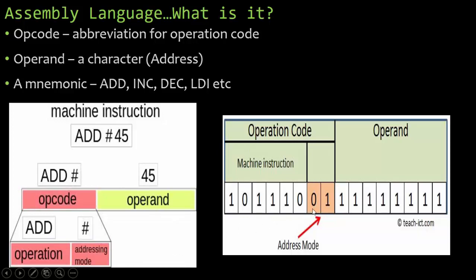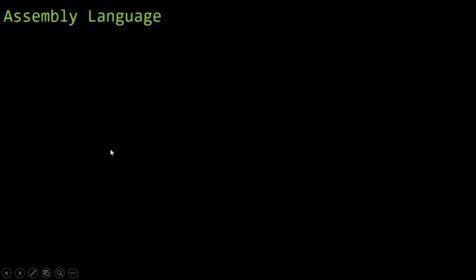Looking at this machine code, I have no idea what this does at all because I don't have those codes memorized. I am much more likely to remember add number 45 than whatever this does, or trying to memorize what the add instruction is. So that's what assembly language is. It makes it easier for us to understand what the CPU is going to do.